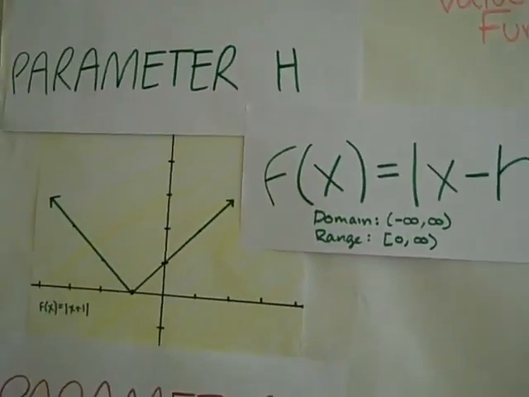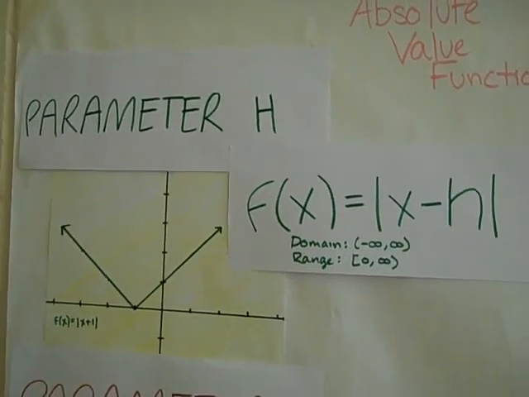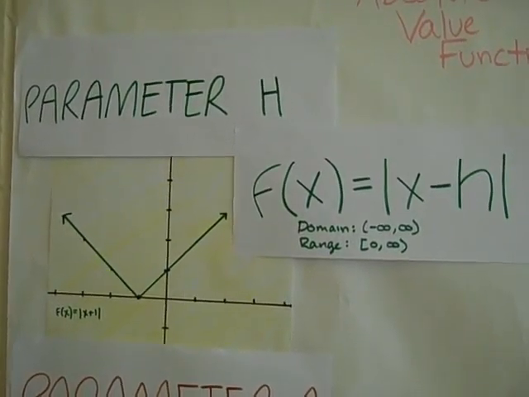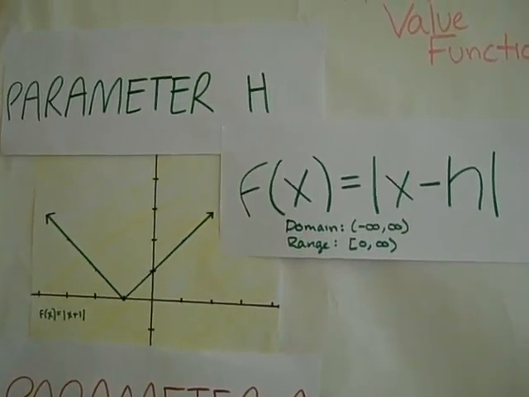Parameter h. If h is greater than 0, the graph shifts to the left. If h is less than 0, the graph shifts to the right. If h equals 0, there is no effect on the graph.